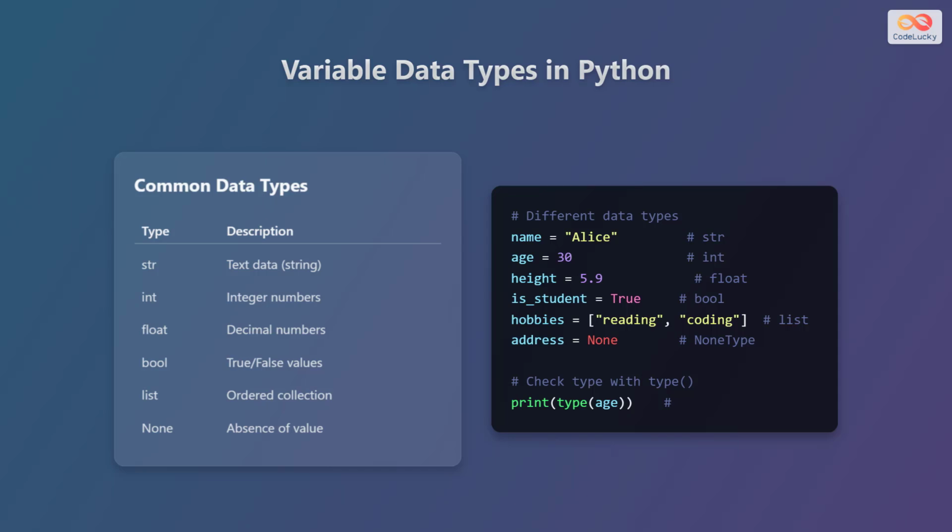Here are some examples of different data types being assigned to variables. The variable name is assigned the string value Alice. The variable age is assigned the integer value 30. The variable height is assigned the floating point value 5.9. The variable is_student is assigned the Boolean value True. The variable hobbies is assigned a list of strings, reading and coding. The variable address is assigned the value None, which indicates that it has no value. You can check the type of a variable using the type function as shown here. The type of age is int, which stands for integer.